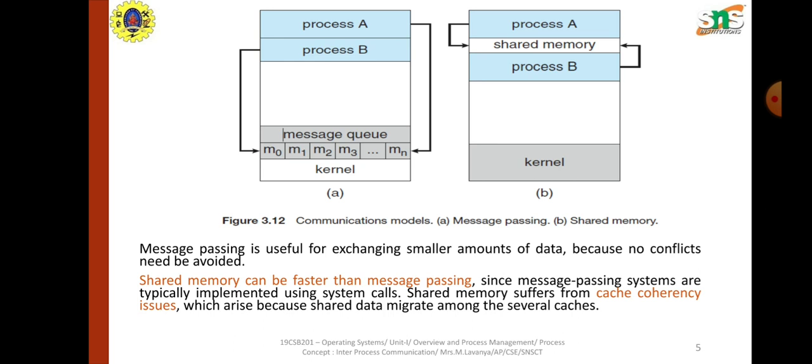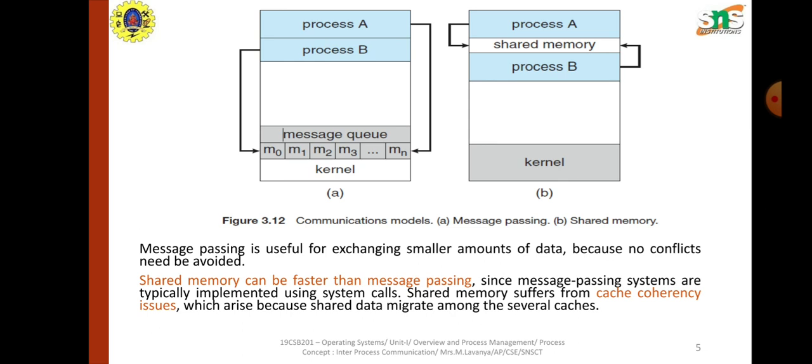In message passing, we are using system calls for implementation of the message passing method. The shared memory has a disadvantage, that is it has cache coherency issues, because in shared memory, data migrates among several caches. So there might be a problem of cache coherency.